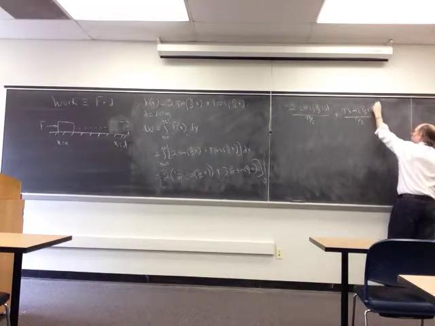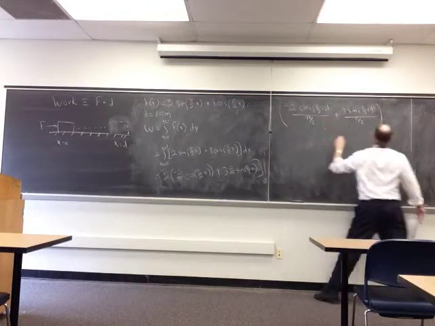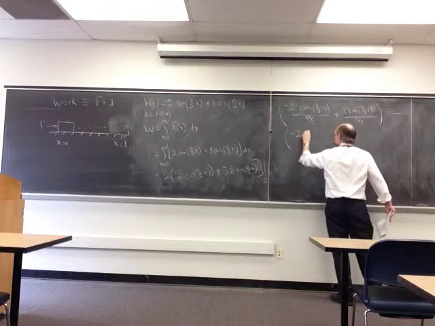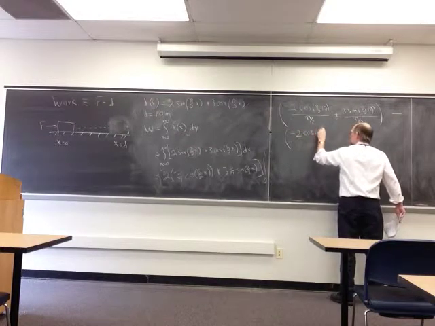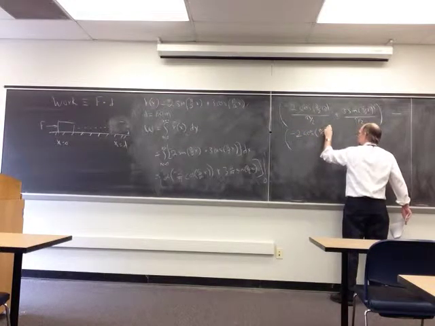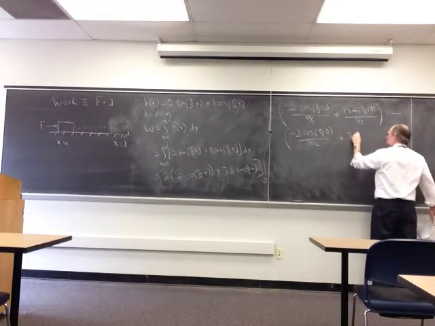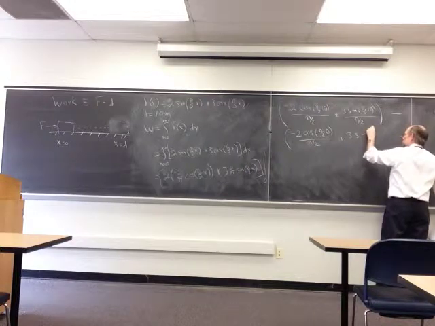Okay. Minus 2 cosine pi over 2 times 0 over pi. Plus 3 times pi over 2 over pi.